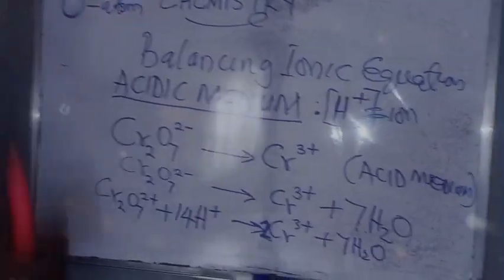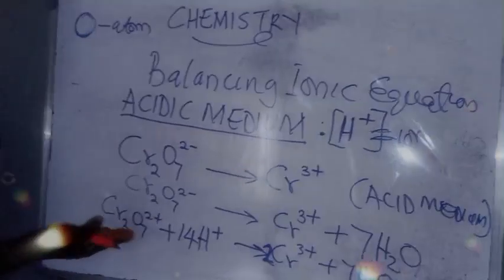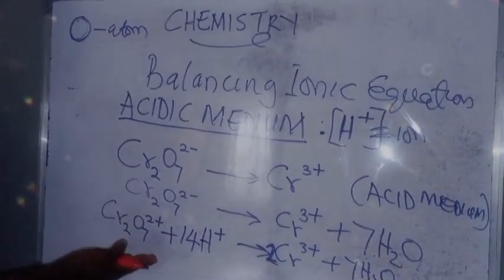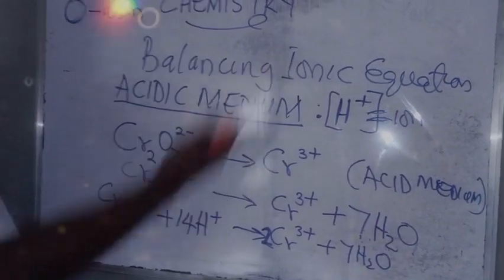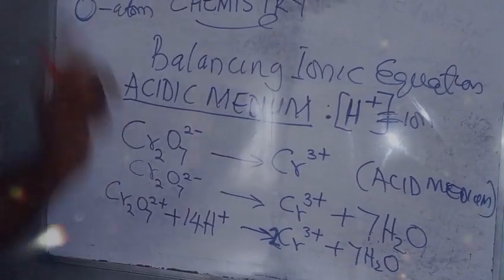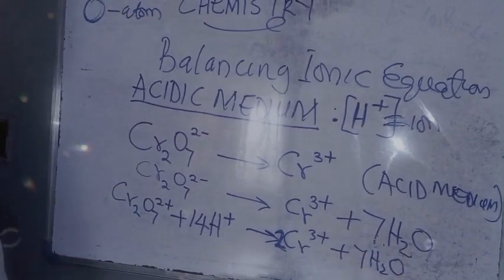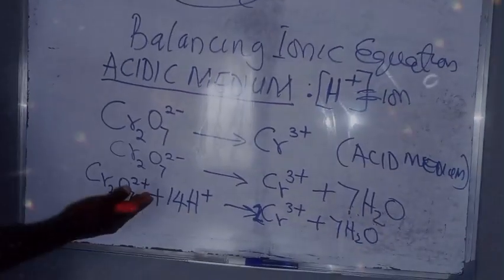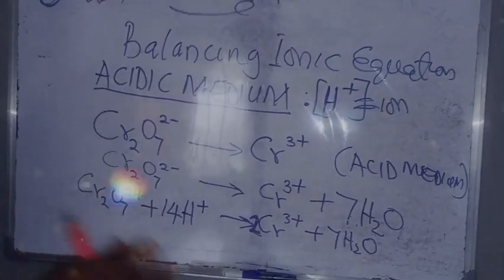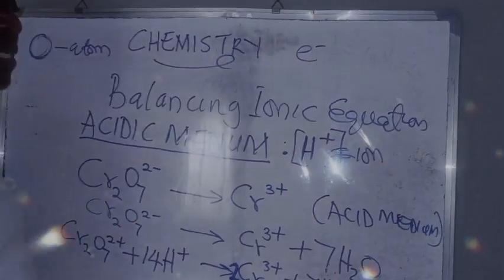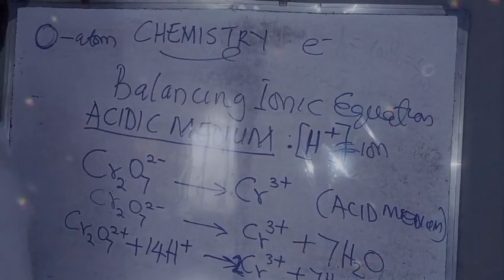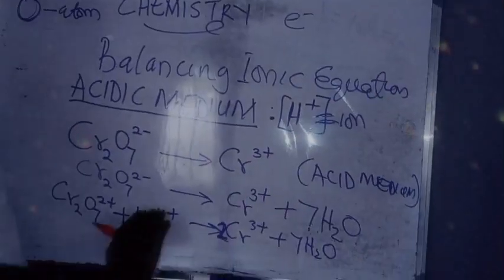The fourth step is that for an equation to obey the law of conservation of mass ionically, the charges must be balanced. The charges must be balanced. And how do you balance the charges? You introduce an equivalent number of electrons to whichever side is deficient. You introduce electrons to balance the charges.